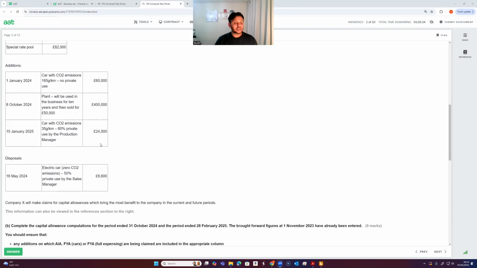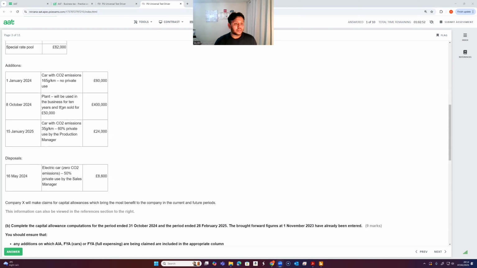Let's look at the additions. So what additions do we have? We have 1st January 2024, a car with 165 grams, so more than 50 grams. It's not the general pool, it's special rate because no private use. So it will go to the special rate pool. So we understand 60,000 will go to special rate. It's no private use. Remember that in the exam, they might give you a column for the private use, but if you don't need it, just keep it empty. You don't have to use it.